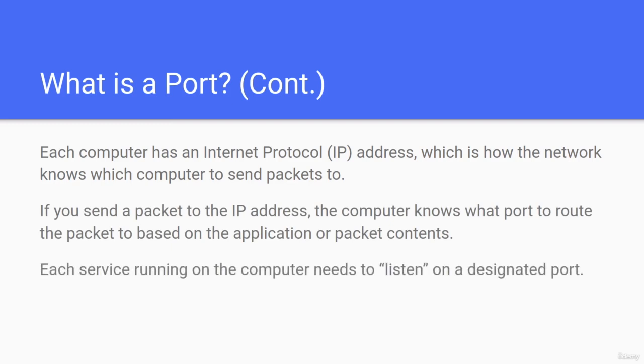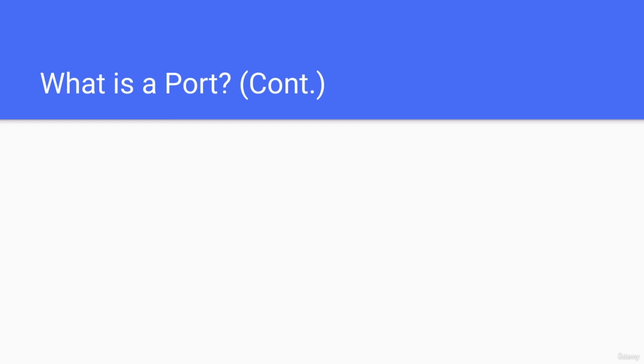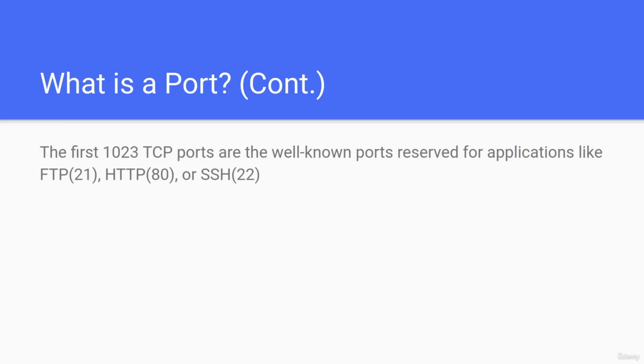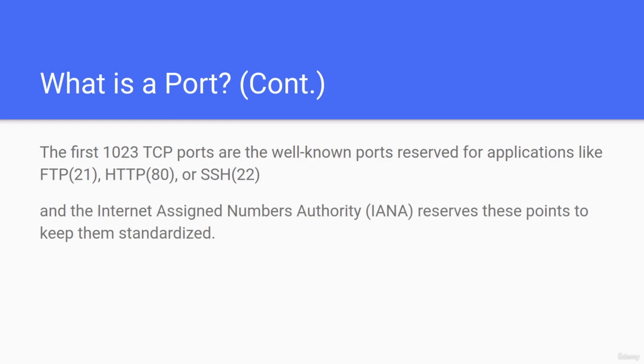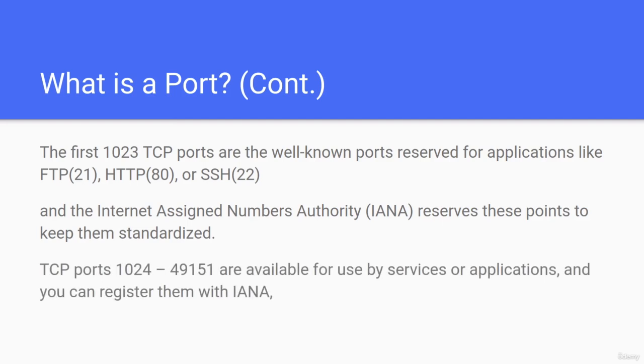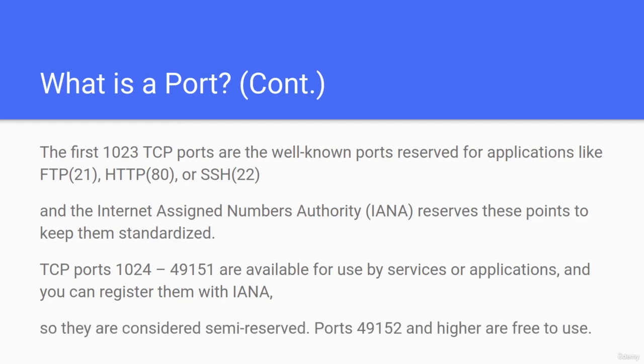Each service running on the computer needs to listen on a designated port. The first 1023 TCP ports are the well-known ports reserved for applications like FTP, 21, HTTP, 80, or SSH, 22. The Internet Assigned Numbers Authority, the IANA, reserves these ports to keep them standardized. TCP ports from 1024 to 49,151 are available for use by services or applications, and you can register them with IANA, so they are considered semi-reserved. Ports 49,152 and higher are free to use.